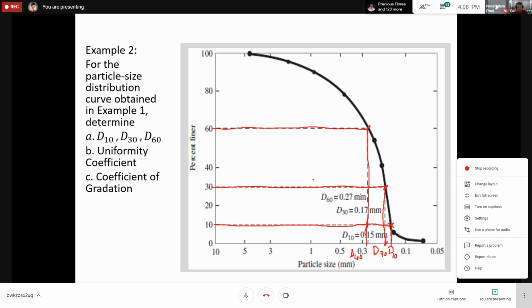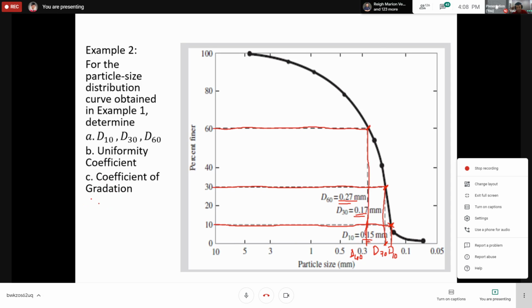So in this case, that's 0.27. Now, for example, you have determined the different D60, D30, and D15. So we can now solve for the uniformity coefficient and the coefficient of gradation.